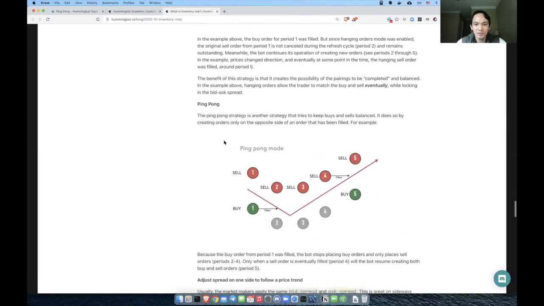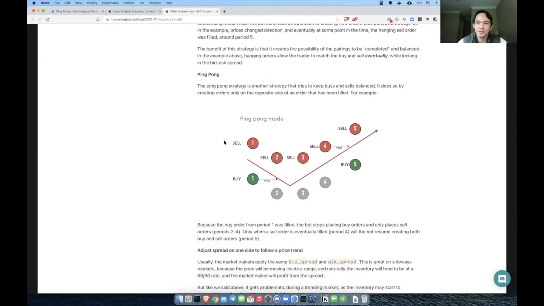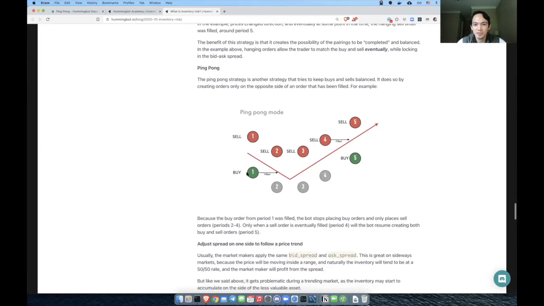What ping pong does is it tries to balance the number of buys and sells that the bot's making. So in this example, order one, if your buy order is filled, it will stop creating buy orders. It will only keep placing sell orders until your sell order is filled. That way you are able to match one for one whenever the bot does a buy and whenever the bot does a sell.